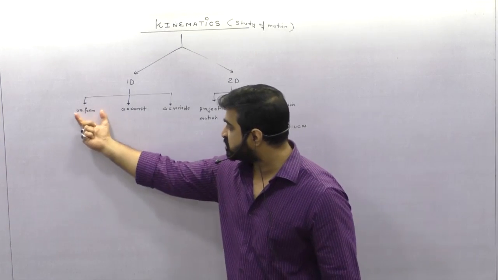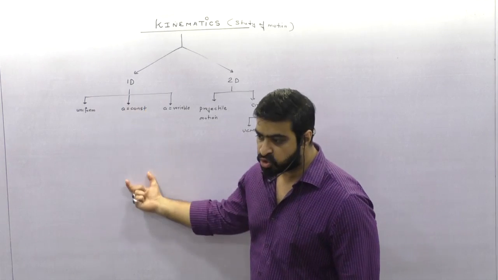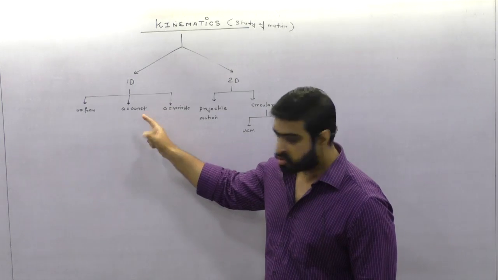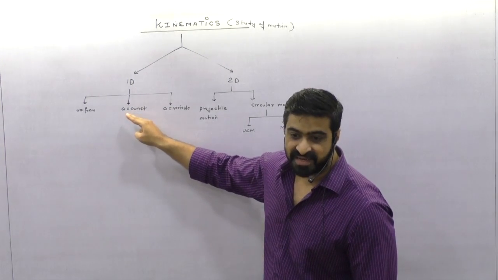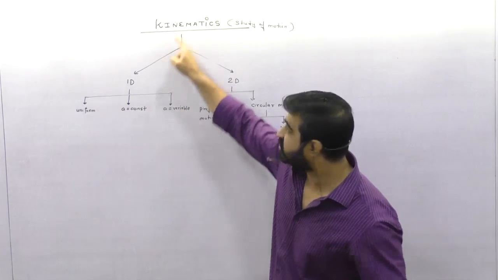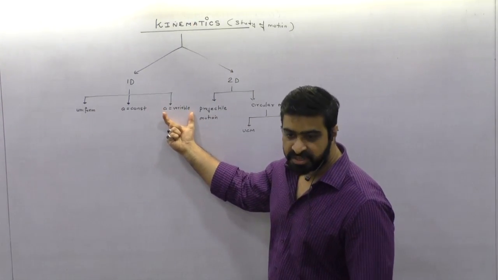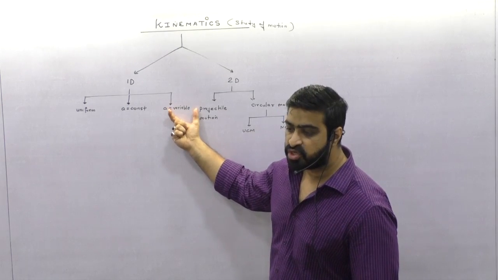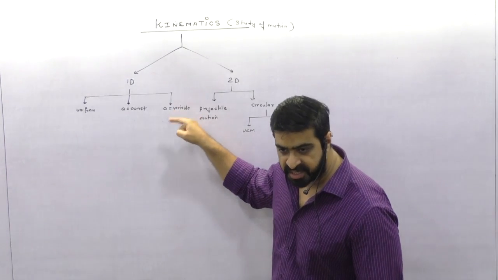Some sums based on this type we'll do. Then we'll come to accelerated motion. In accelerated motion, there are two categories. Uniform acceleration, where we are going to use the kinematical equations. Kinematical equations come from kinematics. Then we'll use variable acceleration. That is next lecture we are going to do. Variable acceleration you will find by integration and derivatives. So for this section you require integration and derivatives.